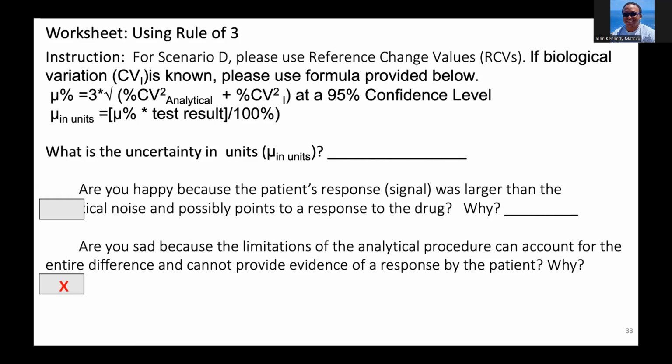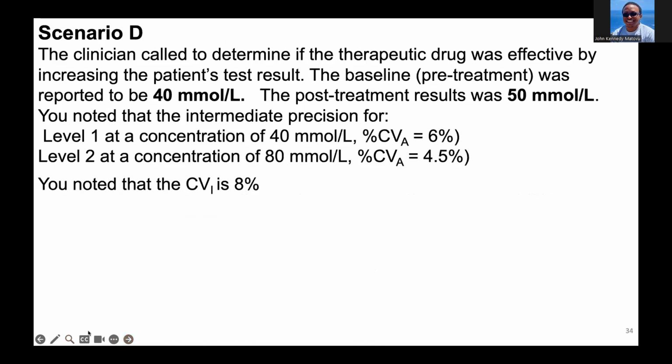So to measure your percentage uncertainty was 3 times the square root of your analytical CV squared plus your percentage biological variation squared, and that would give you your percentage MU at a 95% confidence limit. And then also you had your MU in units, which is your percentage MU that you just calculated times your test result over 100. So that was plain enough. And we're doing the same thing. Are we happy or are we sad?